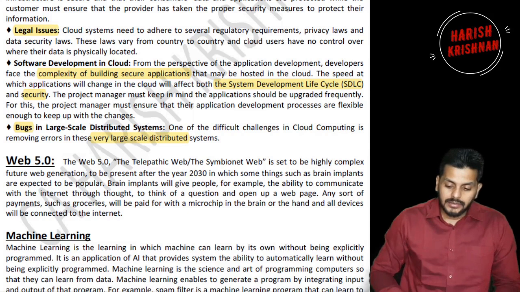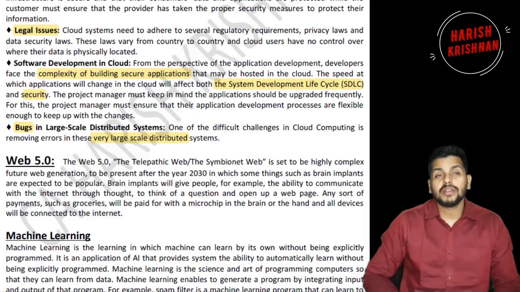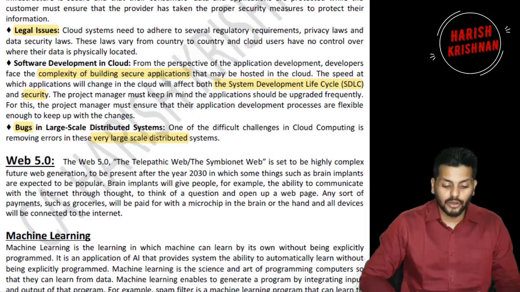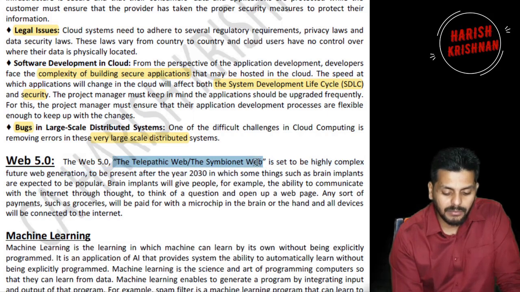Then the last two changes are not big, just a small paragraph has been inserted in the concept of web. Earlier we had web version 2, then version 3, last time they added version 4. Now web 5.0, it's called the telepathic web or symbiotic web.